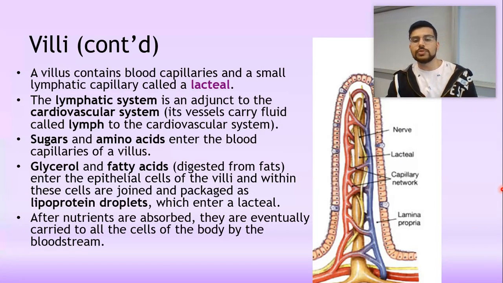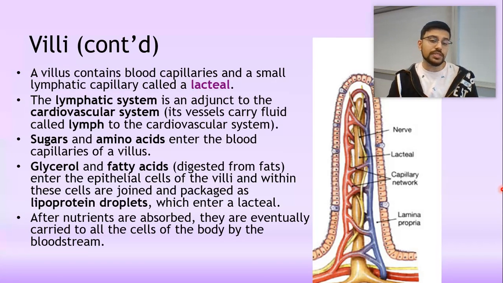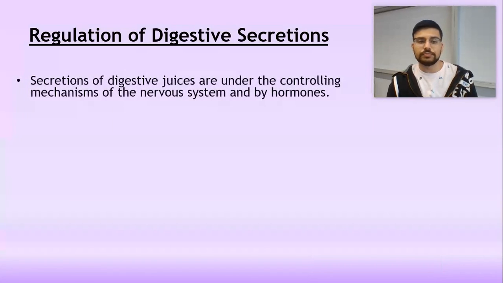Once the nutrients are absorbed, they're eventually carried to the cells of the body through the bloodstream. So that's why it's important to have that blood network through our villi and microvilli, because as soon as we package everything, we can dump it onto our transport system, which is our blood, and then the transport system is going to take it to the various cells that can actually use these materials later on.